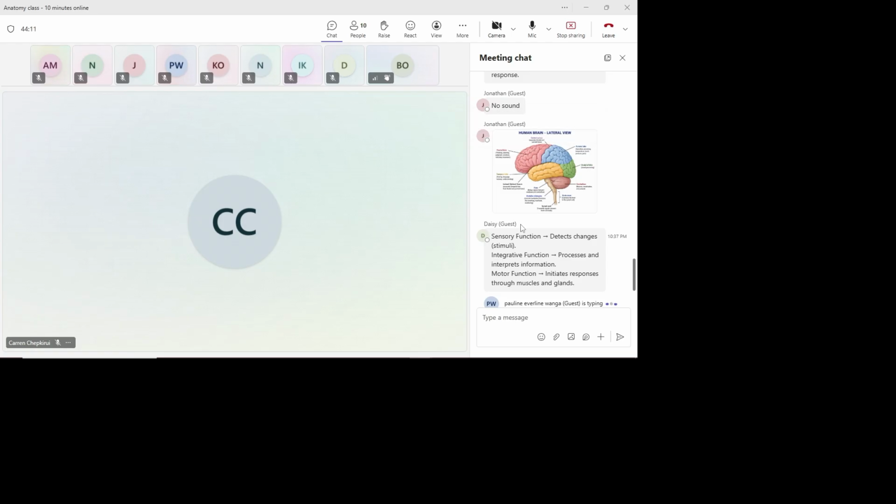Good one. I can see Jonathan has posted a very good picture there in the chat showing the human brain. So that is the central nervous system. It is labeled with the parts of the brain. Good one, Jonathan. I can see Daisy. Daisy has given us the functions. Number 1, sensory, integrative, motor function. Very good and very correct from Daisy. Thumbs up. Keep it up. I can see Pauline Wanga Evelyn is typing.